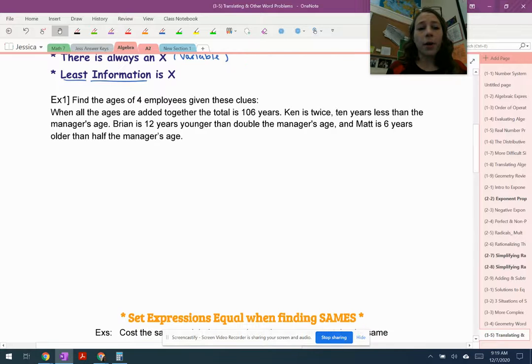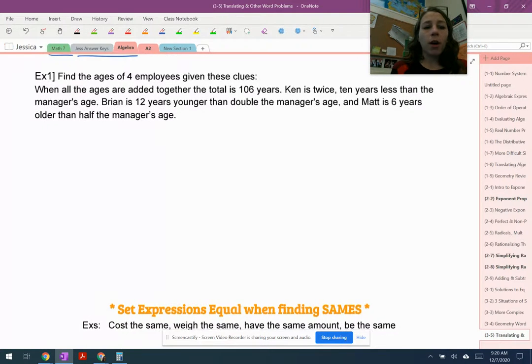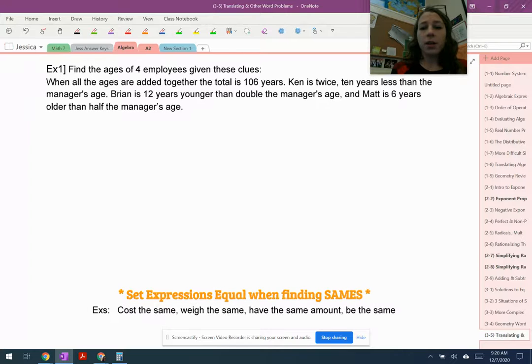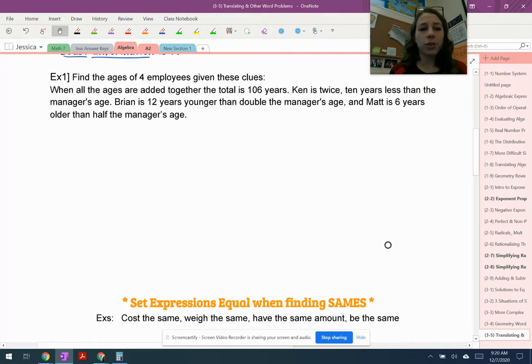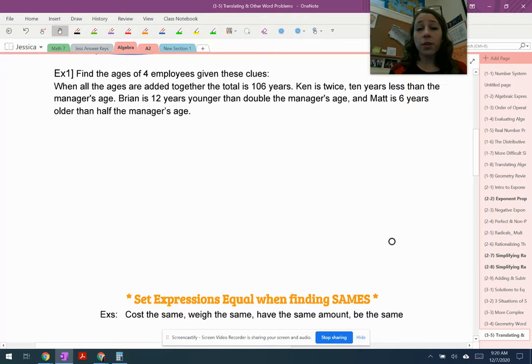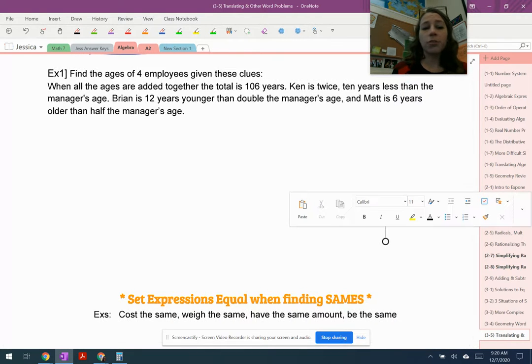All right, example 1. Find the ages of the 4 employees given the following clues. When all the ages are added together, the total is 106 years. Ken is twice 10 years less than the manager. Brian is 12 years younger than double the manager. And Matt is 6 years older than half of the manager's age.